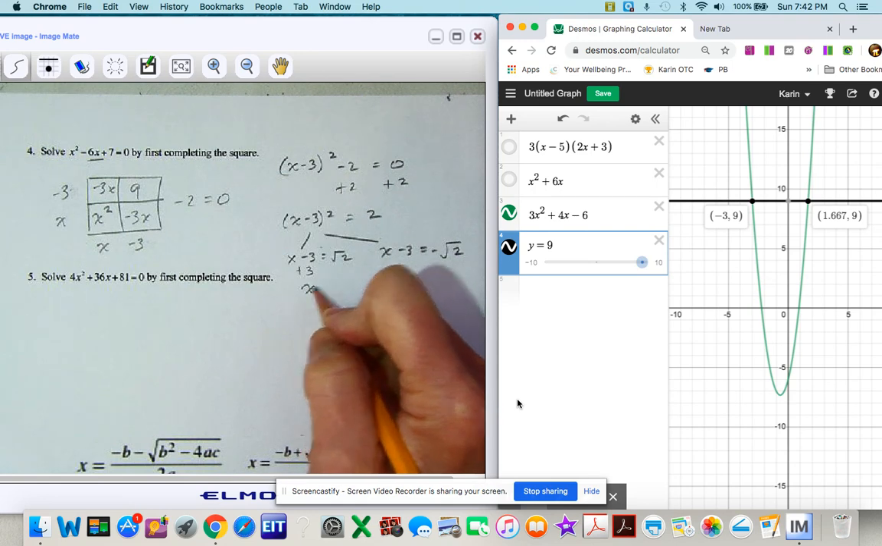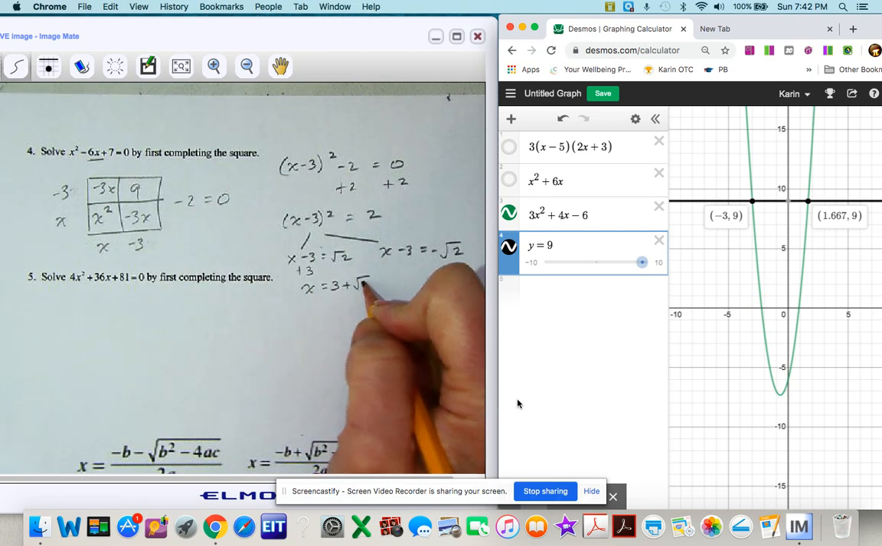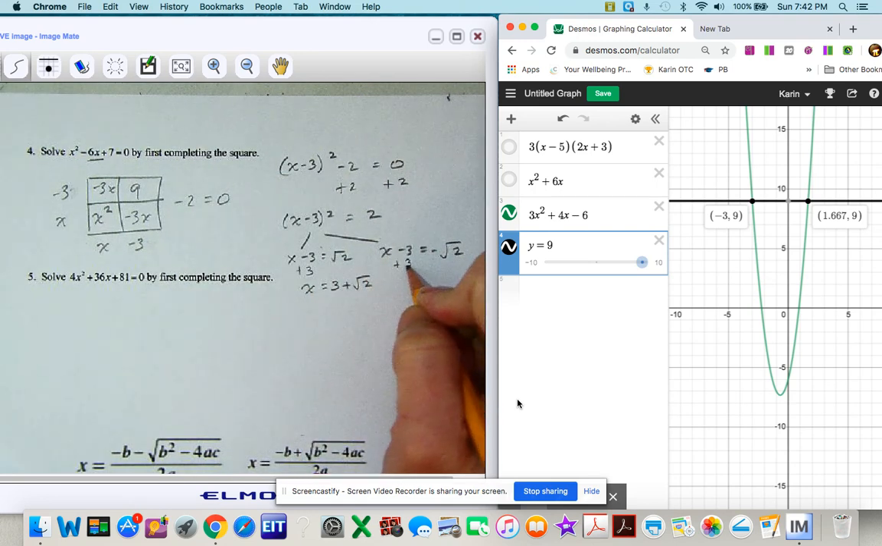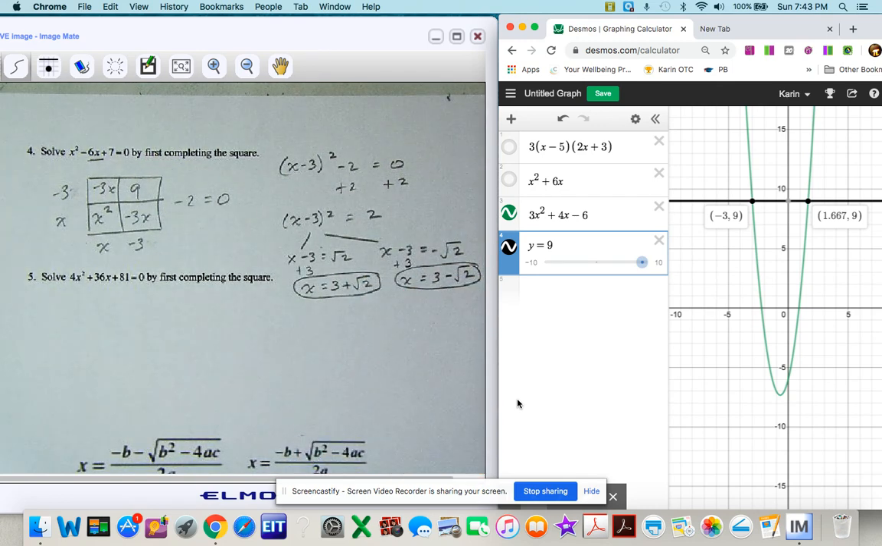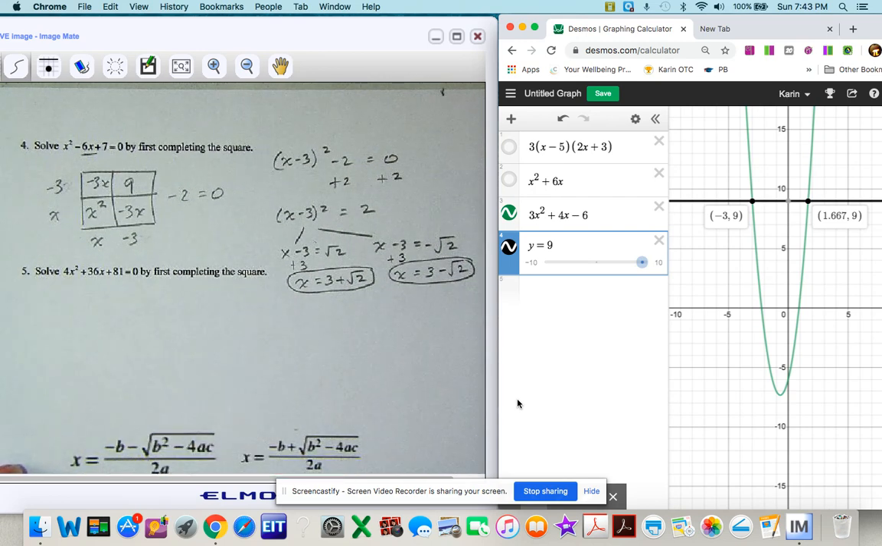So I get x is equal to 3 plus the square root of 2. Add 3 to both sides, so I get x is equal to 3 minus the square root of 2. Those would be my two solutions. If I wanted to find the decimal approximation for that, I could plug it into my calculator and get close.